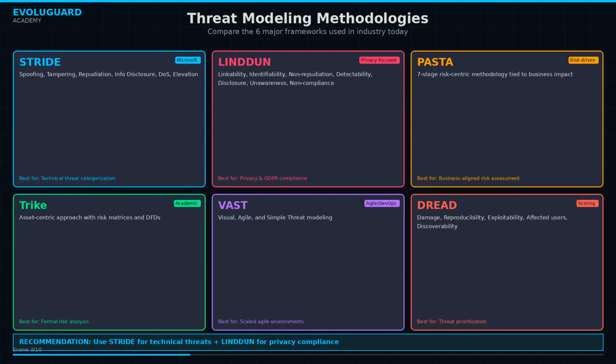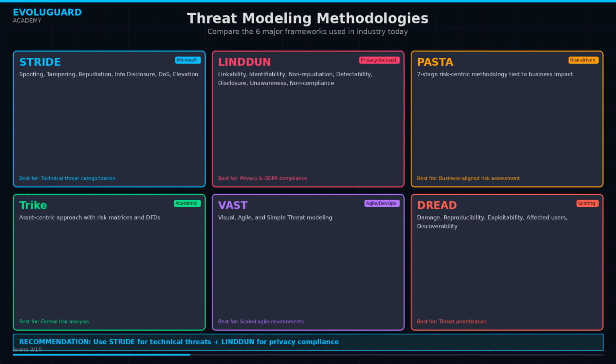Let's compare the major threat modeling methodologies used in the industry today. STRIDE, developed by Microsoft, categorizes threats by type: spoofing, tampering, repudiation, information disclosure, denial of service, and elevation of privilege. LINDDUN focuses specifically on privacy threats: linkability, identifiability, non-repudiation, detectability, disclosure of information, unawareness of data processing, and non-compliance with regulations. PASTA is a risk-centric methodology with 7 stages that ties threats directly to business impact.